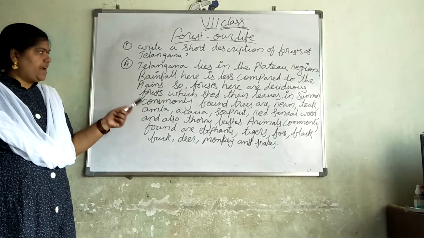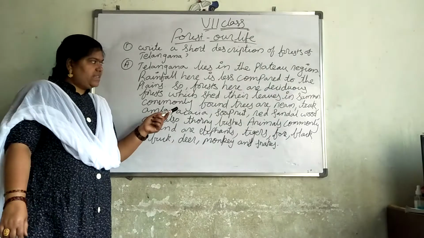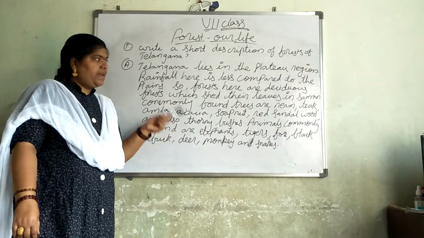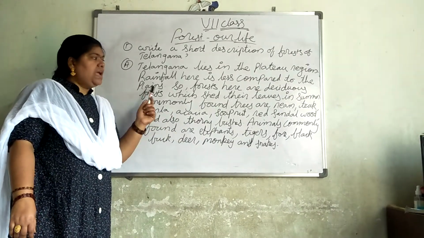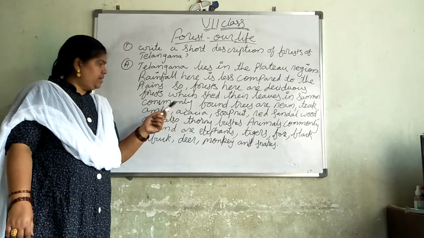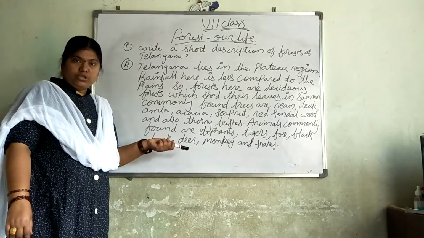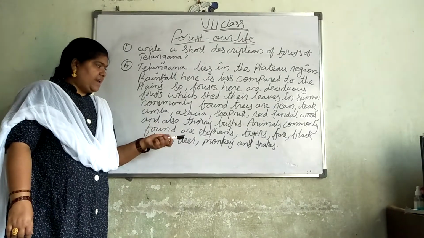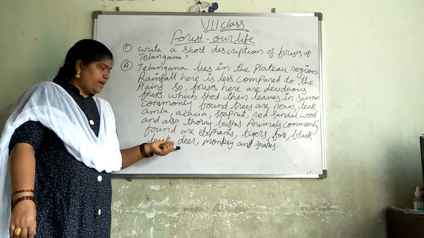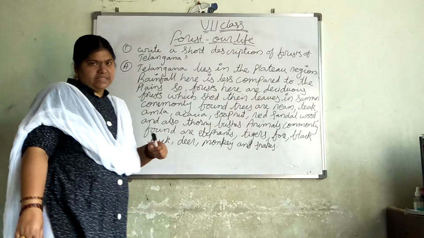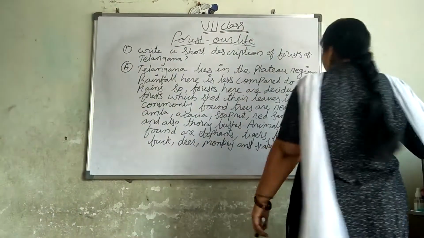Got the point? It is a plateau region. Rainfall will be very less here. Deciduous forest will be there. Leaves shed in summer season. And different types of trees are neem, teak, amla, soapnuts, sandalwood, etc. And thorny plants will be present. And animals are elephant, tiger, fox, blackbuck, deer, monkey and the snakes. Now let us go for the next answer.